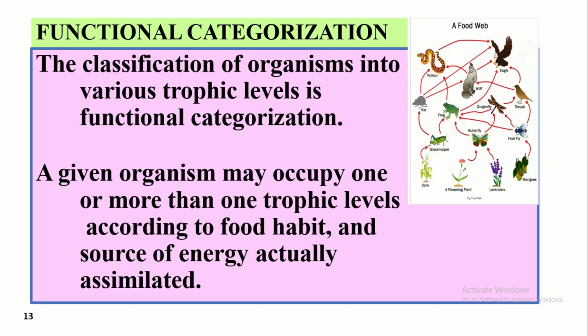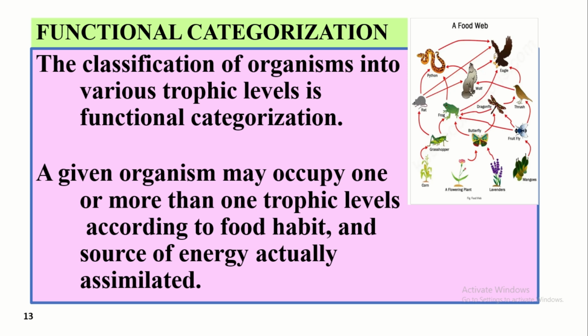Looking at functional organization, the classification of organisms into various trophic levels. A given organism may occupy one or more than one trophic level according to the food habit or source of energy which is actually assimilated.